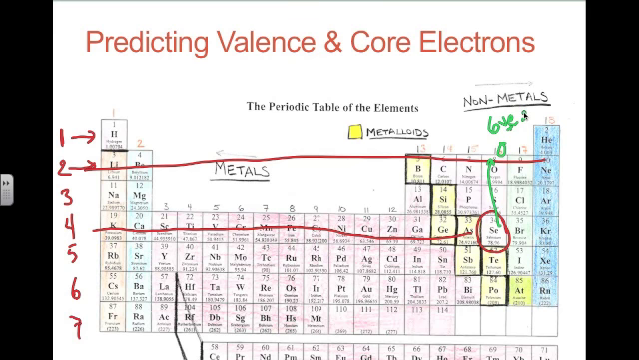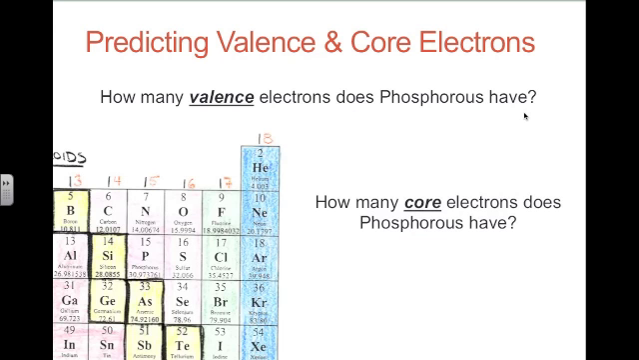All right, let's practice one more time. How many valence electrons does phosphorus have? We're going to locate phosphorus first. Find phosphorus right here. Phosphorus happens to be in the 15th column. Remember, the ones digit tells us how many valence electrons it has. So phosphorus has 5 valence electrons, because it's in the 15th column.